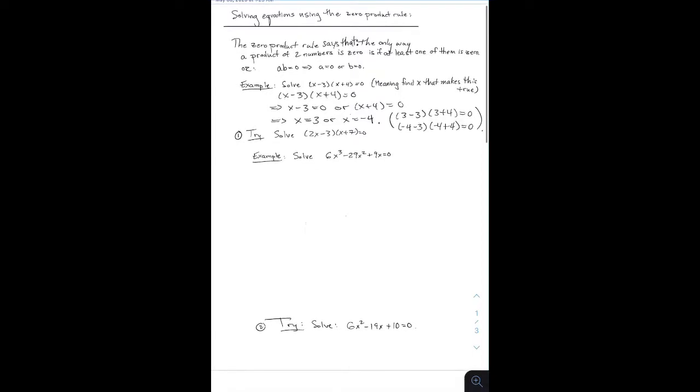And here's another example. This example is not in the form of a product. However, to solve it, let's first factor it and then use the product rule. Note that we can factor out an x and we get this expression. Now let's factor 6x squared minus 29x plus 9 using the AC method.